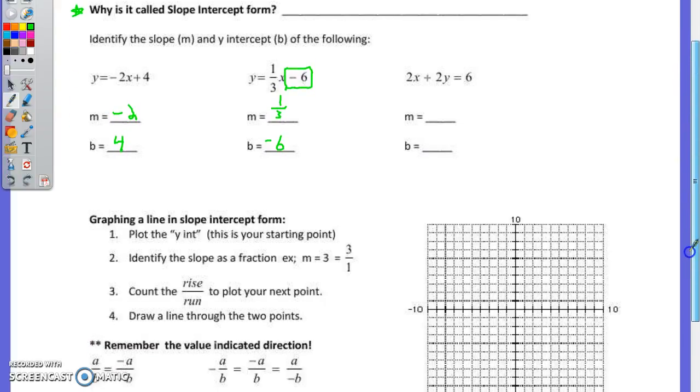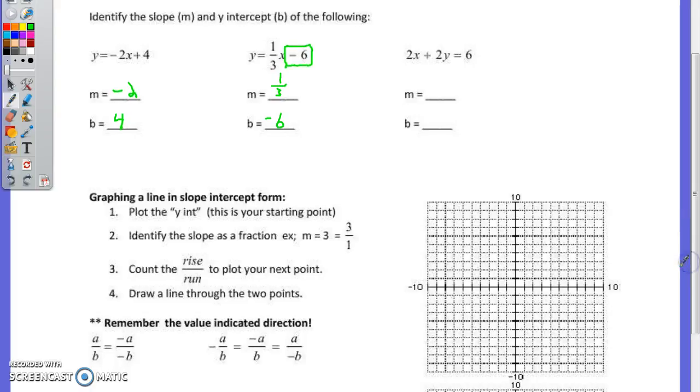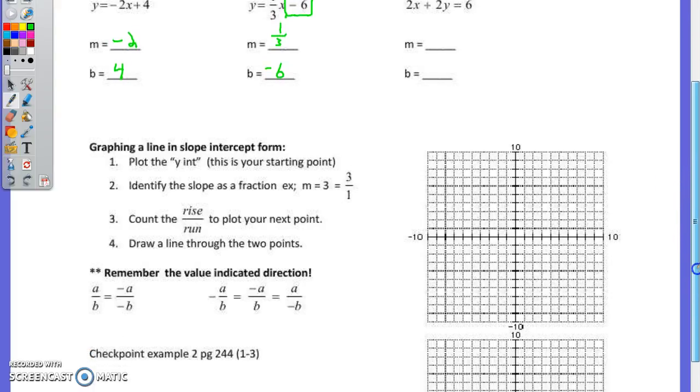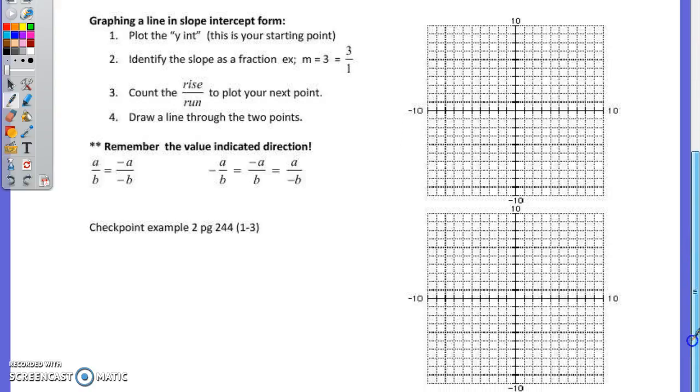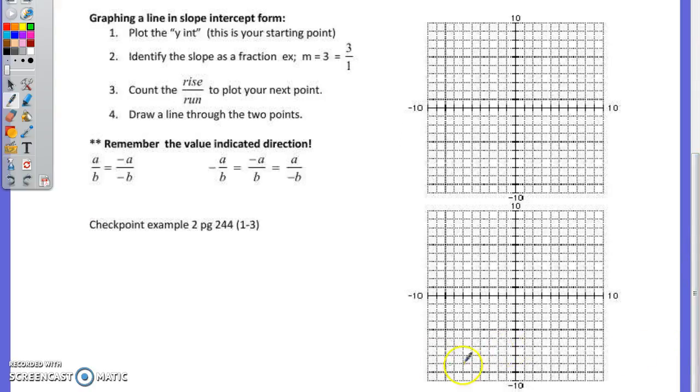So the next part, after we've learned how to identify the slope and the y-intercept when it's already in slope-intercept form, we talked about how to graph a line on a coordinate plane. So the examples they gave us in the book, we're going to go over those, and then I'm going to go over two additional examples of things you're going to run into in your homework assignments or any other type of problems you may see.